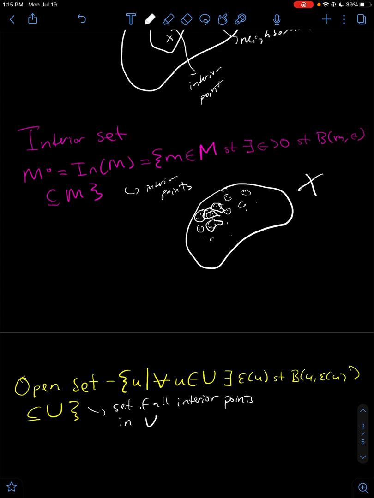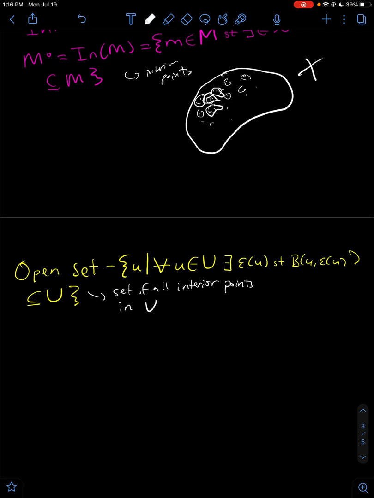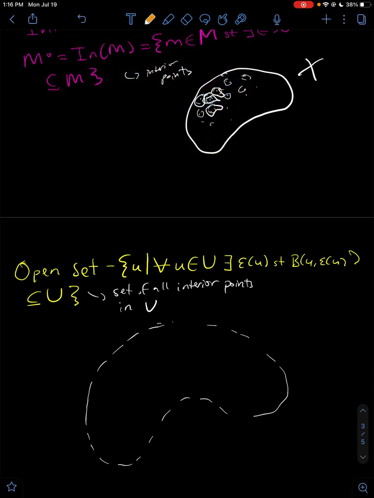So now let's define the open set. The open set is defined as a set of points U, where for all u in big U, there exists some epsilon such that the ball around u is contained in big U. So what does this mean? Well, you have some set that looks like this, okay?